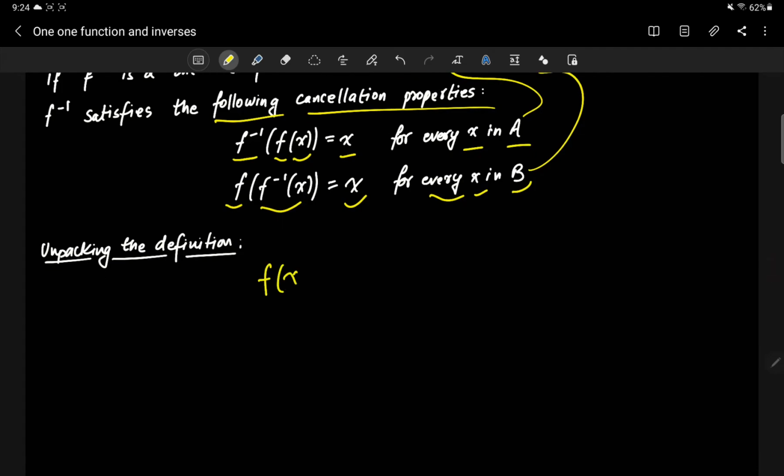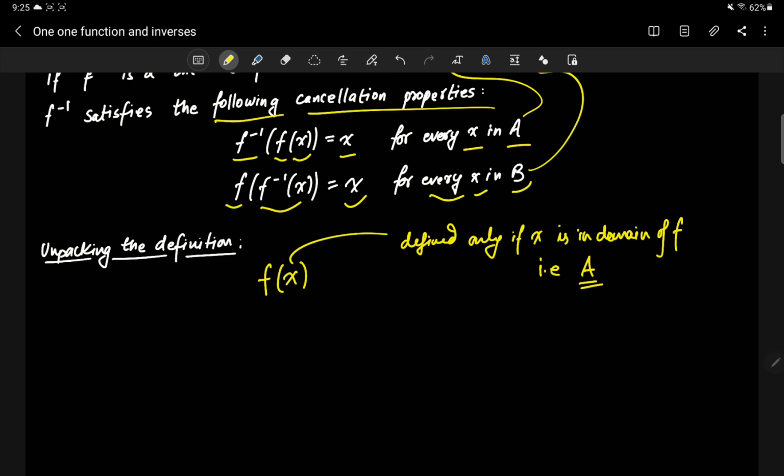First of all, f of x is defined only if x is in the domain of f, that is in the set A. Now whatever this gives me, f of x, that is in the range of f, that is, it's in capital B.